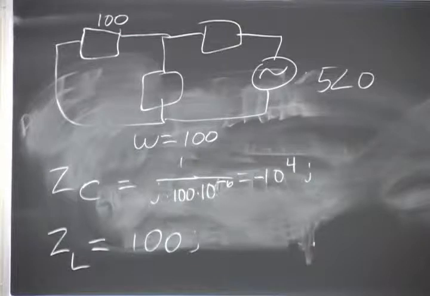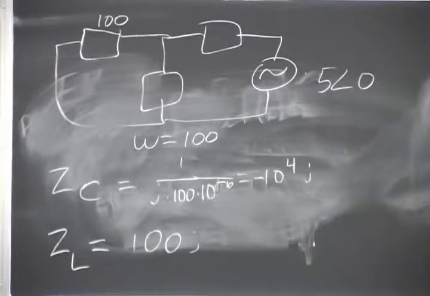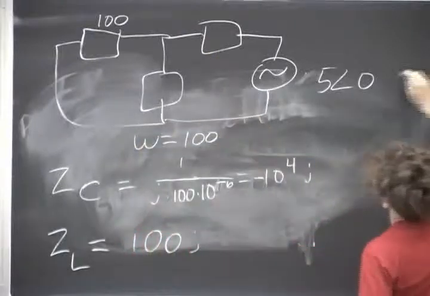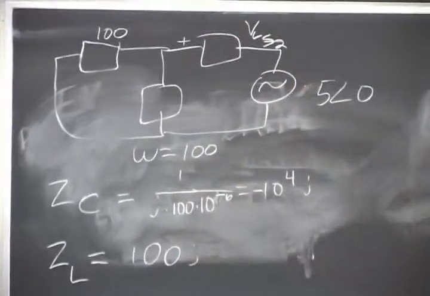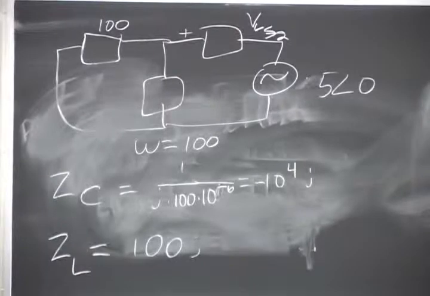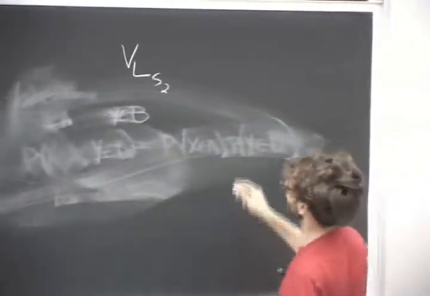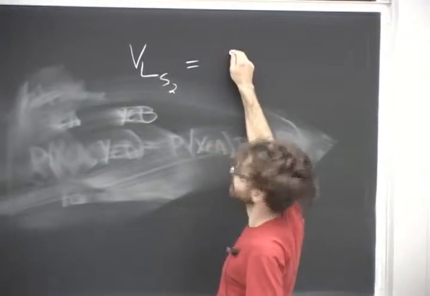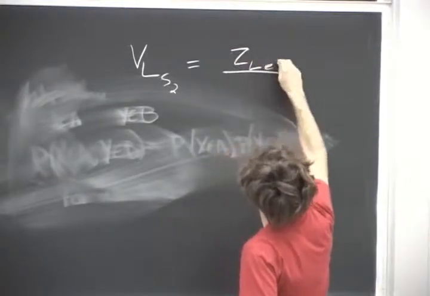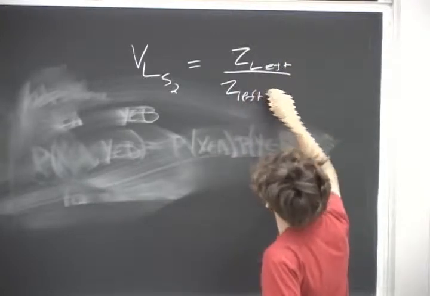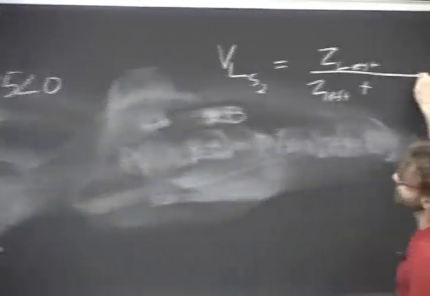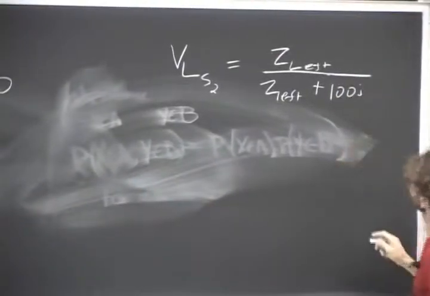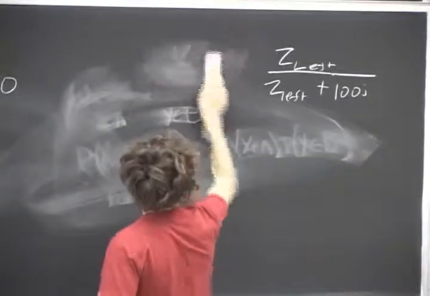All right, so let's say this time we want to find, same thing, right? This time we want to find VLS2. What's VLS2? Left over the sum. Is voltage divider you're saying? Yeah. Almost. So this is 100j minus 10 to the 4th j. Okay, so 100j over 100j. Okay, sorry. I need to leave myself more room.